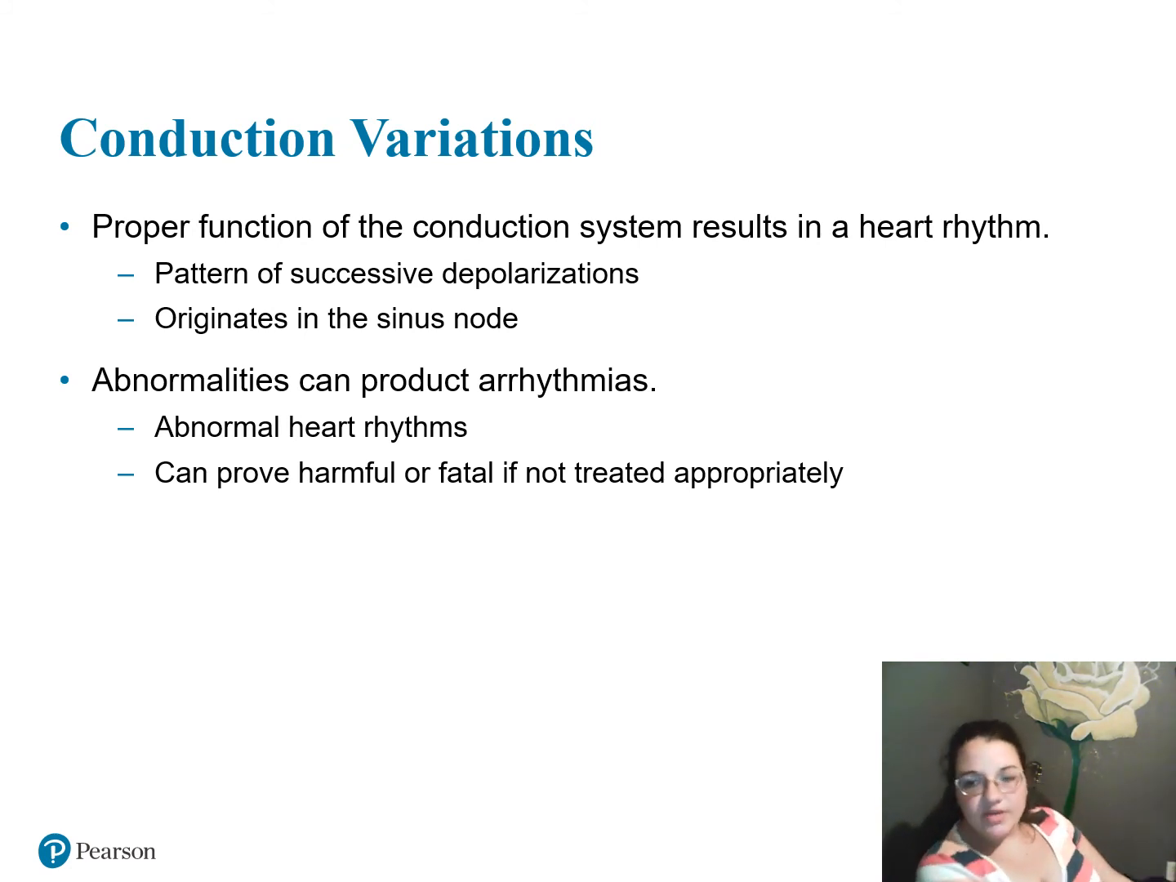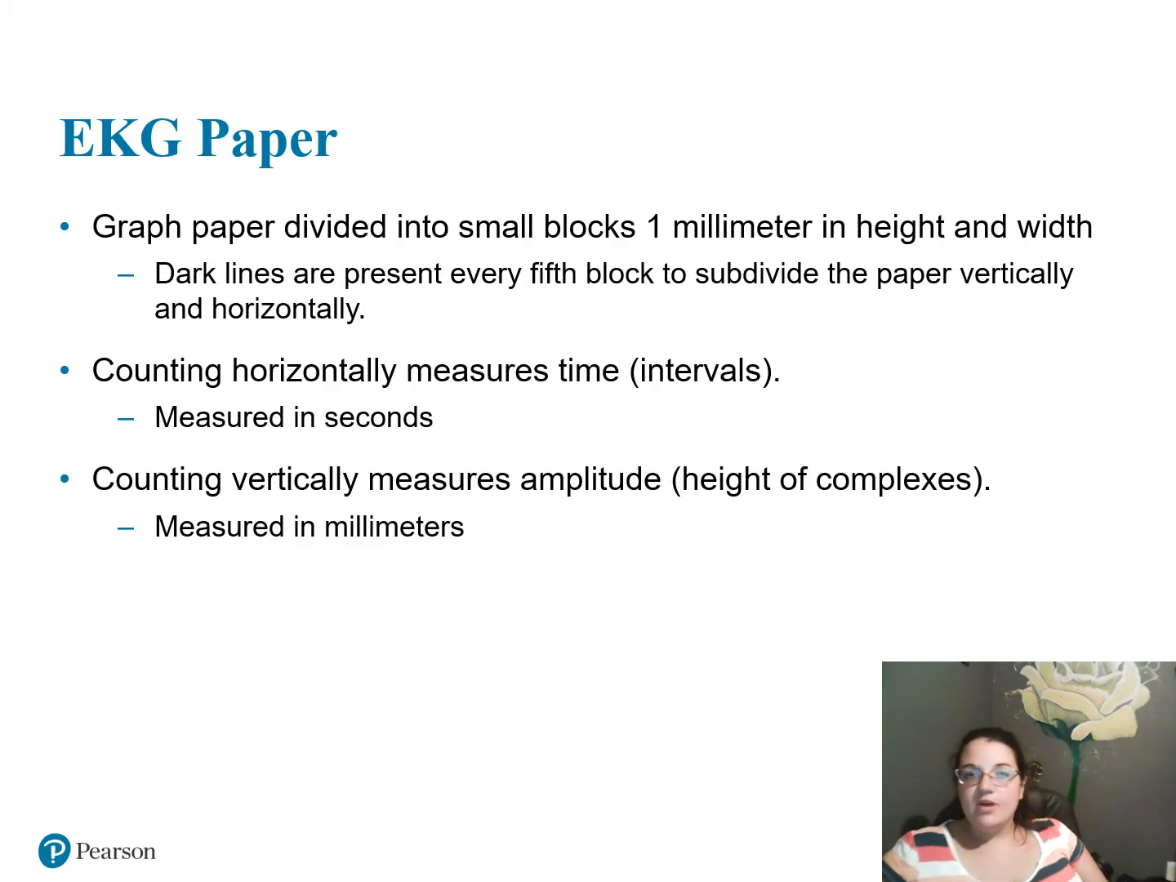So the conduction variations: proper function of the conduction system results in a heart rhythm. The pattern of successive depolarizations originates from the sinus node, so we know that that's your pacemaker of the heart. Abnormality, so a rhythm that does not look normal, for example the escape or the usurpation, is going to be called an abnormal arrhythmia. I always think of it as normal rhythm, arrhythmia, abnormal. They can prove to be harmful or fatal if not treated properly.